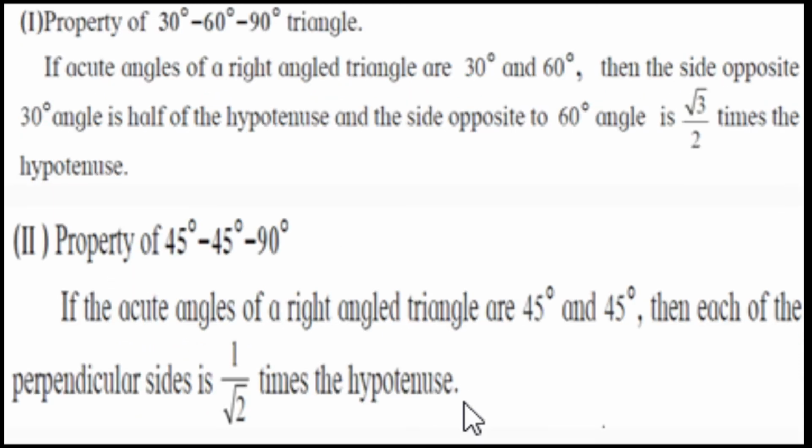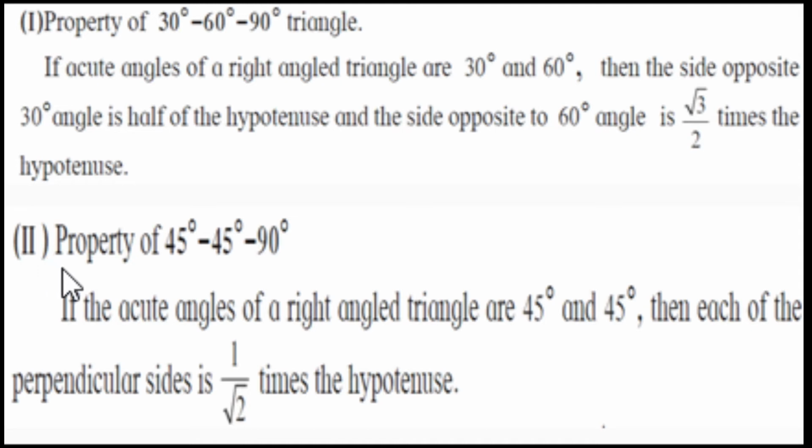then we have to study property of 30, 60, 90 triangle, and we have to apply it in the practice set 2.1. So if acute angles of a right angle triangle are 30 degree and 60 degree, so one angle is 30, another is 60, and the remaining one is 90, then the side opposite 30 degree angle is half of the hypotenuse, and the side opposite to 60 degree angle is root 3 upon 2 times the hypotenuse. This is the property of 30, 60, 90 triangle. We have to apply this whenever the questions arise.